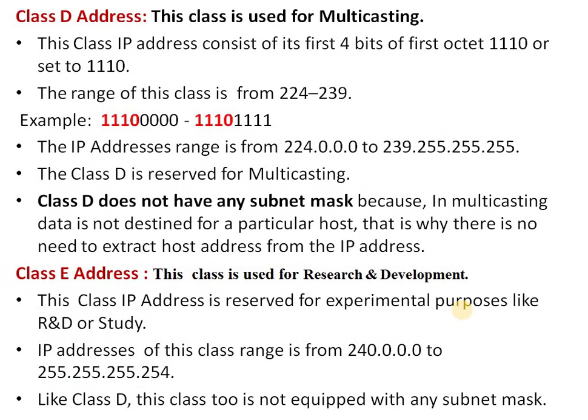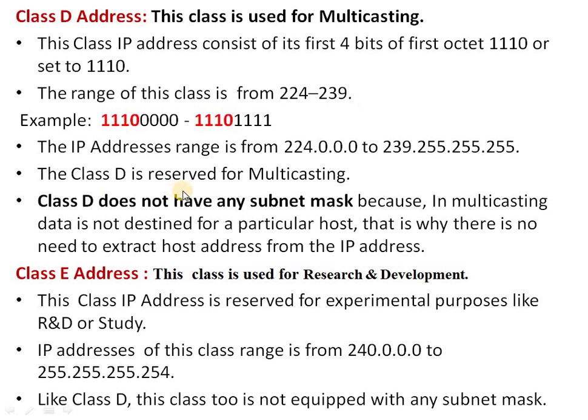Now the class D address. This class is used for multicasting, and the representation of the class D address is 1110. So we can see here 110. These are the add-on or priority bits in the leftmost part of the octet. So that is the representation of the class D address. The range of class D is 224 to 239.